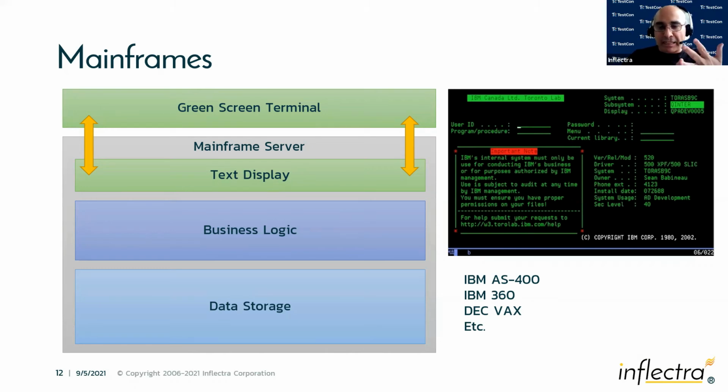And then data storage. In those days, it was probably magnetic tape, maybe disk. Probably not floppy disk, probably not even a hard drive. It was those disk platters, if you've ever seen pictures. And some examples would be IBM AS400s, IBM 360s.